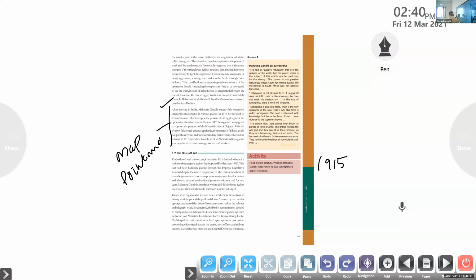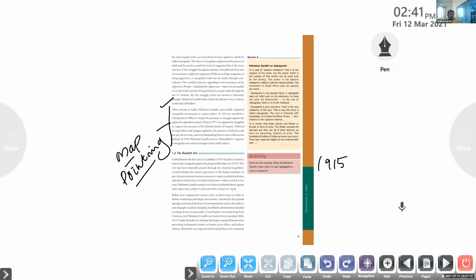In this paragraph, a number of places are mentioned, and it is important for map pointing. So next class, you sit with a blank political map of India. Not only one or two maps, keep several with you. Clear or not? And pen and pencil are necessary. So, map pointing question. After arriving in India, Mahatma Gandhi successfully organized the Satyagraha movement in various places.